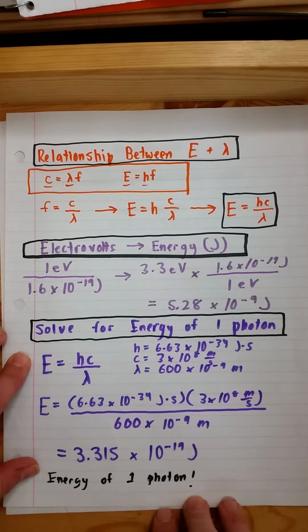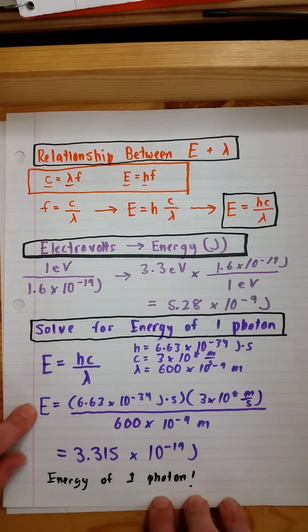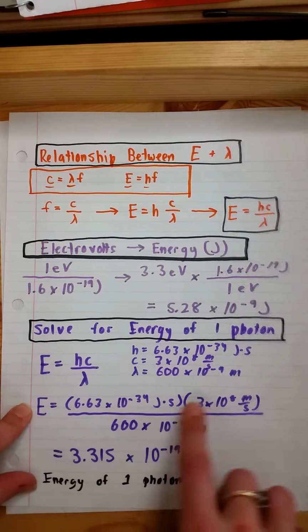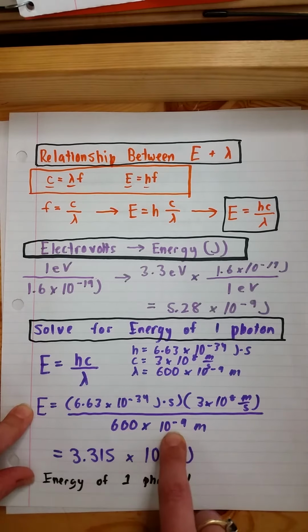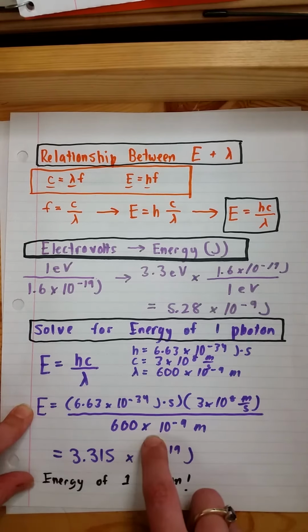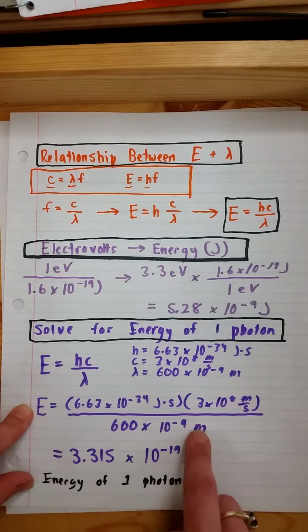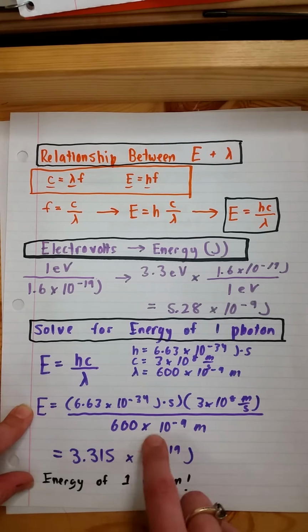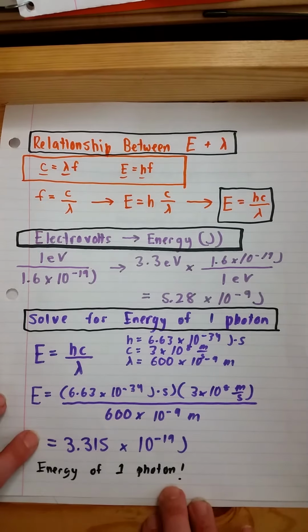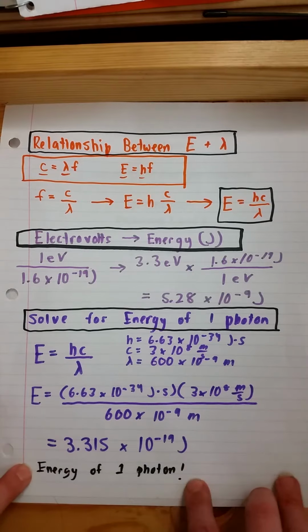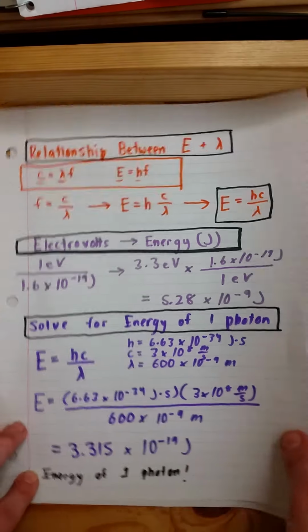So we have E equals Planck's constant times the speed of light divided by the wavelength. The wavelength we were given was 600 nanometers, but to make the units cancel out we need to convert it to meters, so it's 600 times 10 to the negative 9 meters. Now we're left with 3.315 times 10 to the negative 19th joules, and that's the energy of one photon.